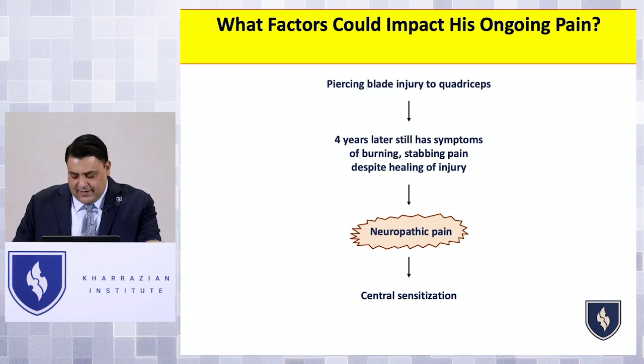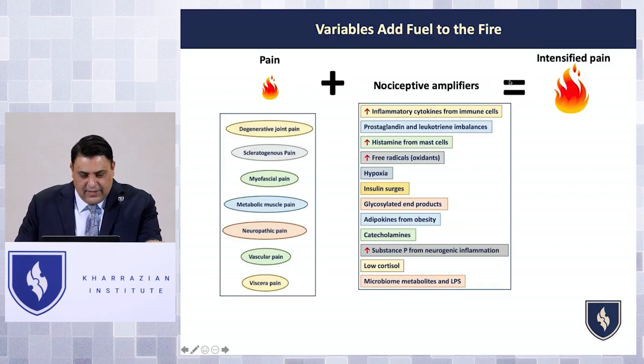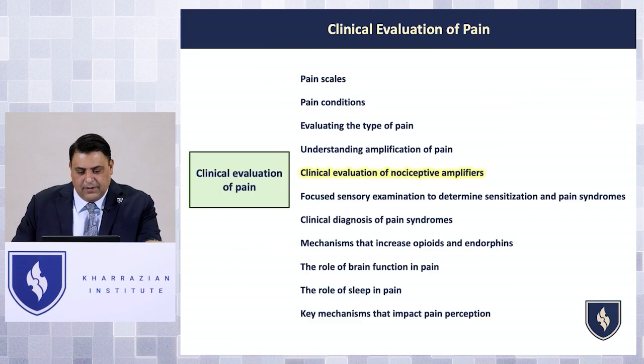Well, you can do things. And if you can go in your history and find out all the different nociceptive amplifiers, you can decrease the amount of pain and suffering and nociception experienced throughout the day. So you still want to go through and do your workup. Okay? So let's get into clinical evaluation of nociceptive amplifiers.